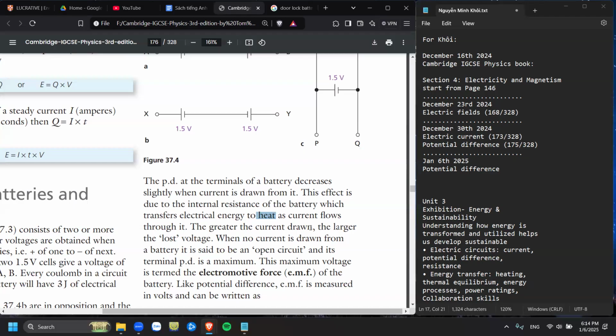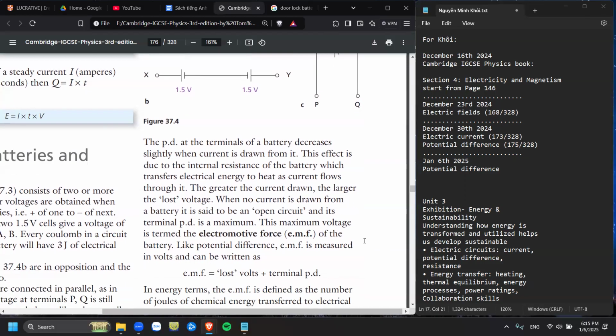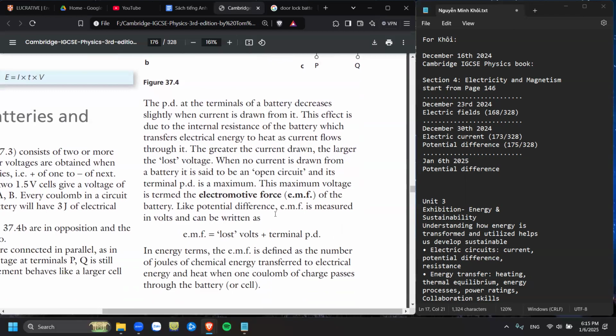So it means that the battery itself uses some of its own energy, okay? Now, the greater the current that is drawn away from the battery, the larger the loss of voltage. When no current is drawn from the battery, it is said to be an open circuit and its terminal PD is maximum. This maximum voltage is termed the electromotive force, EMF, of the battery. And like the potential difference, EMF is measured in volts. So EMF is also in volts, just like potential difference.